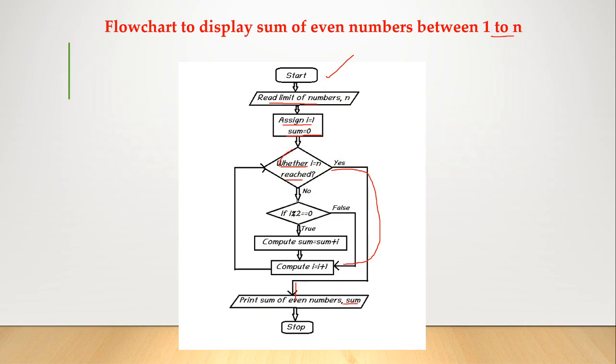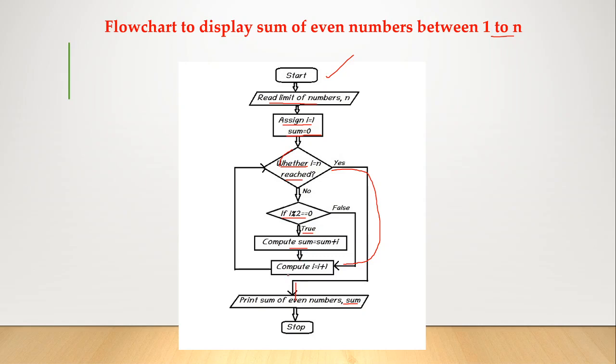If it is not reached, then in the next decision box we check if I percentage 2, meaning the remainder of the number, is equal to 0. If it is true, then we compute sum is equal to sum plus I. Initially the value of sum is 0. When I is added to sum, suppose I is equal to 2, then 2 plus 0 is 2. So sum becomes 2.